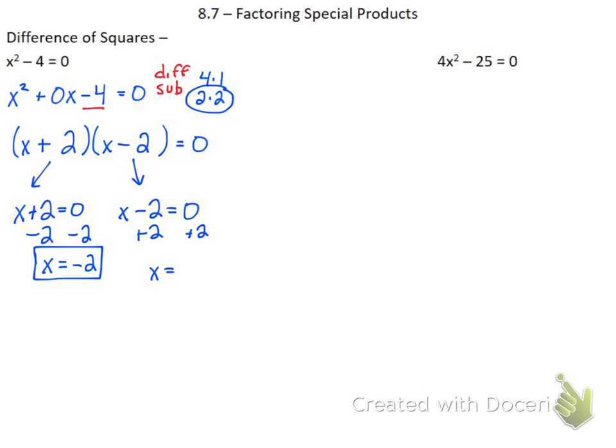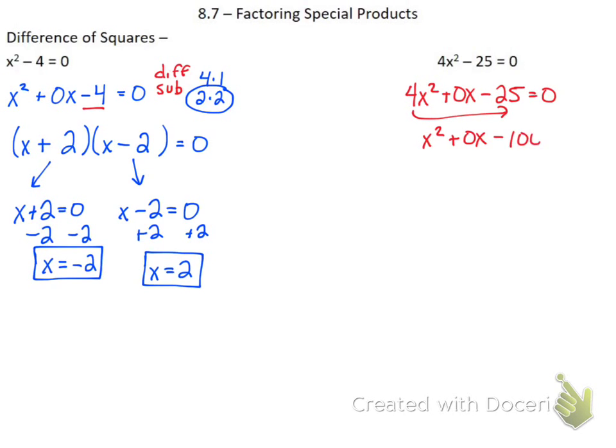Thank you. So again, I can solve both my equations once I've factored it. With the second one, this one's going to be one where I have to do my slide divide. So I'm going to go 4x squared plus 0x minus 25 is equal to 0. Again, I'm going to slide, get x squared plus 0x minus 100 is equal to 0.